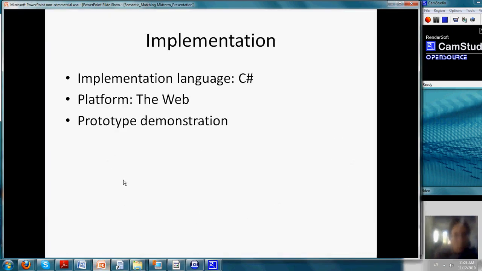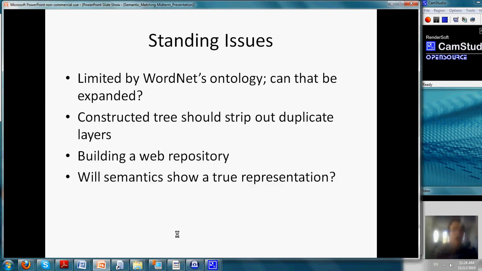The standing issues which remain are completing the prototype and then seeing how we can expand WordNet's ontology, and also how we can construct a tree to strip out duplicate layers, build a web repository, and most importantly determine, will semantics actually show a true representation?